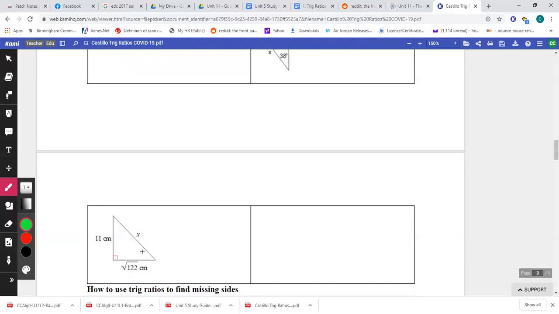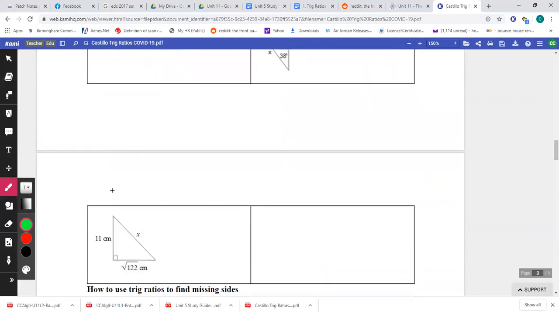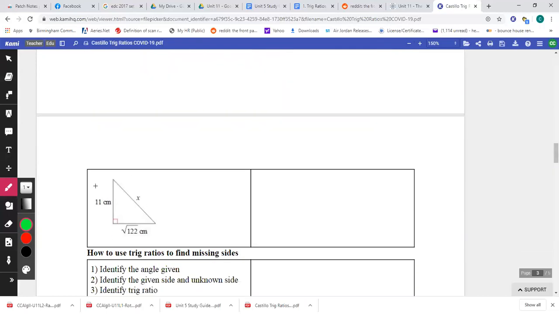For some reason, this got cut off, but remember that you can use the Pythagorean theorem to find the missing side of a right triangle if you know 2 of the other sides. In last class, you did something like this, where you did a squared plus b squared equals c squared. You use the Pythagorean theorem when you have 2 of the sides and you're looking for a third side. You should automatically use it when you have that.